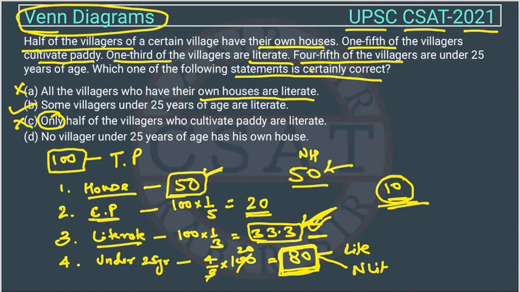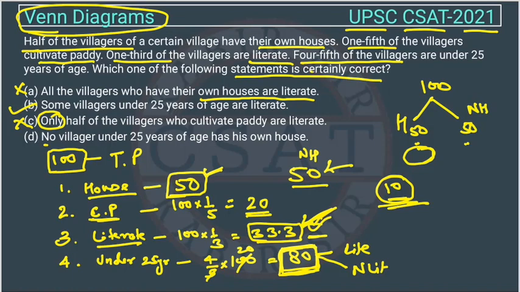Next, no villagers under 25 years of age has his own house. So there are 80 people who are under 25, right? Total we have 100 people. उसमें से 50 लोगों के पास हाउस है एंड 50 के पास घर नहीं है, राइट? एंड हम बोल रहे हैं टोटल 80 लोग ऐसे हैं जो अंडर एज हैं 25. So this 80 will get divided between here and here. So we don't know in which ratio, right?